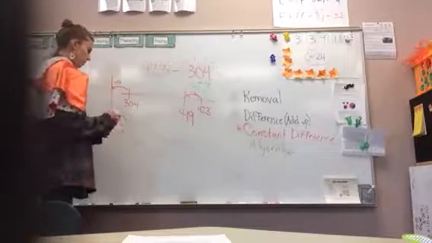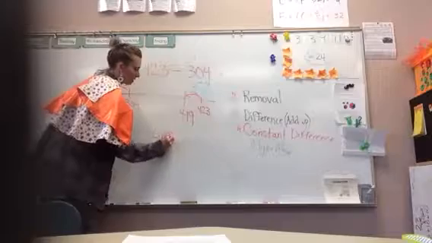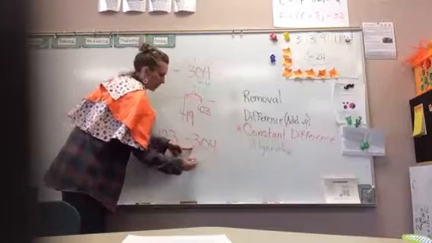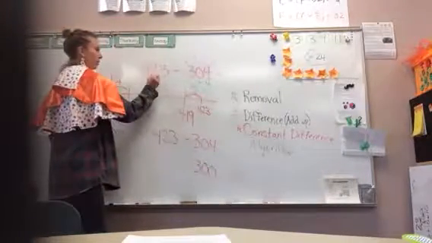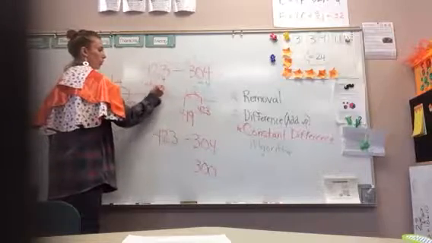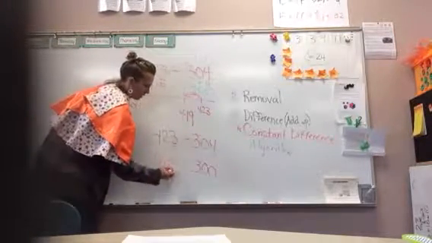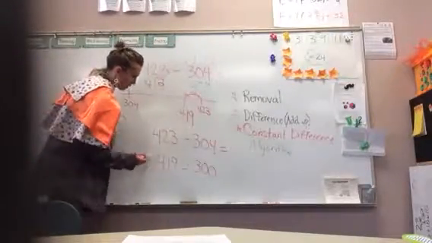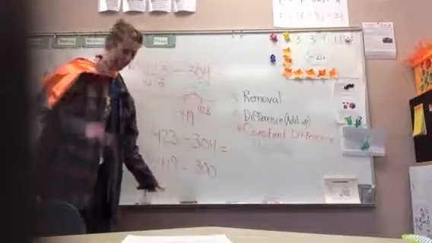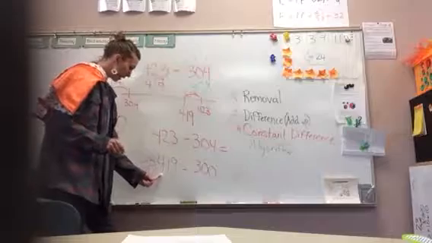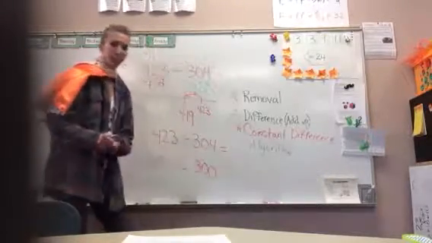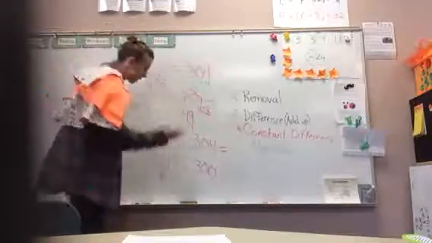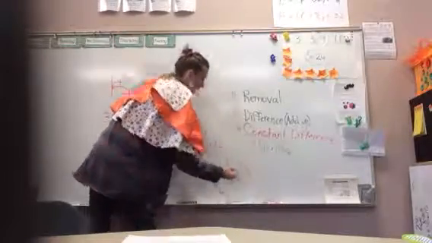19. So we've taken the problem 423 minus 304. We've subtracted 4 from this to make it 300. And we've subtracted 4 from this to make it 419. These are going to have the same difference. But this one's going to be way easier to do in my head. I have 419 minus 300. So I can actually just look at these hundreds, take away 3 of them, and I'm left with 119.